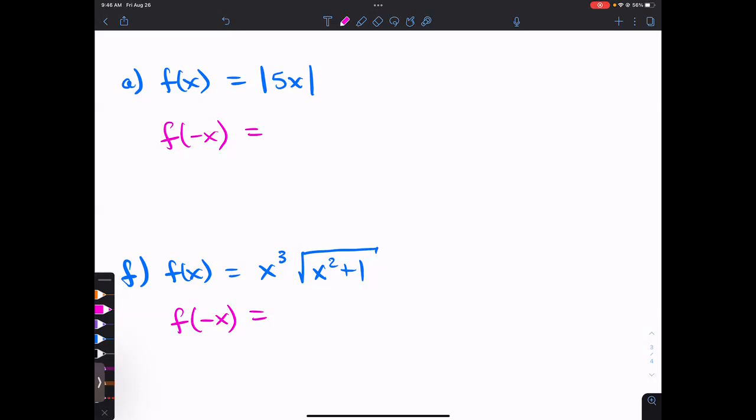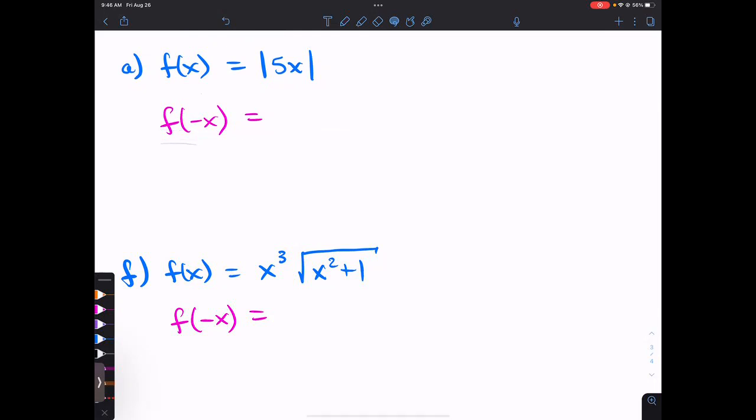All right, somebody set A up for me. The function's the absolute value of 5x. We want to, again, do this reflection, so replace the x value with negative x. So what's that look like? Yeah, so it'd be 5 times negative x, or the absolute value of negative 5x.